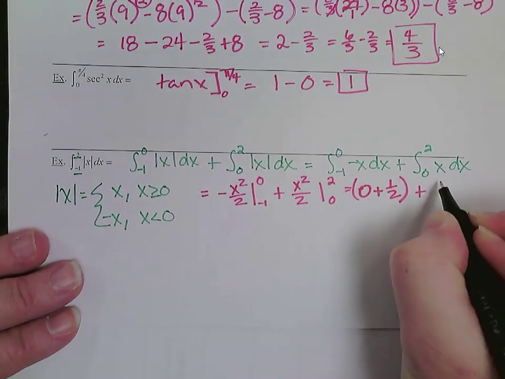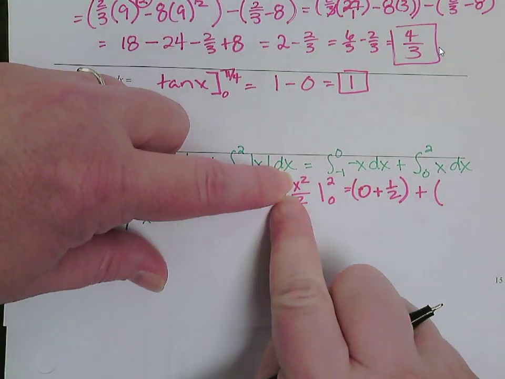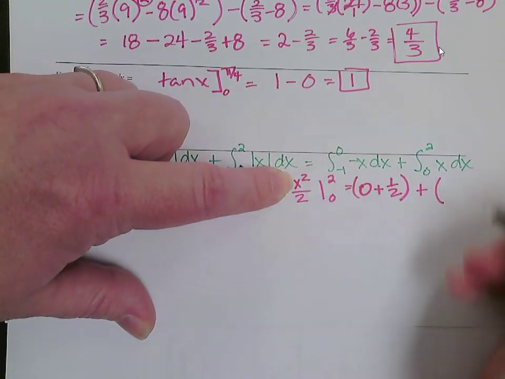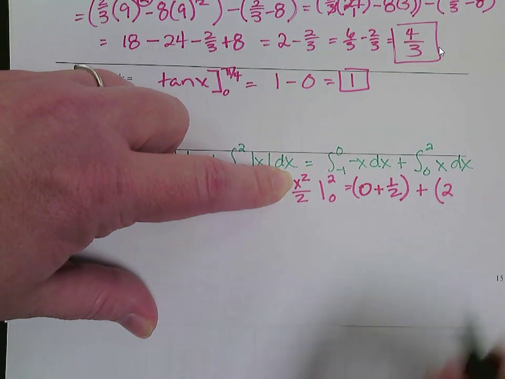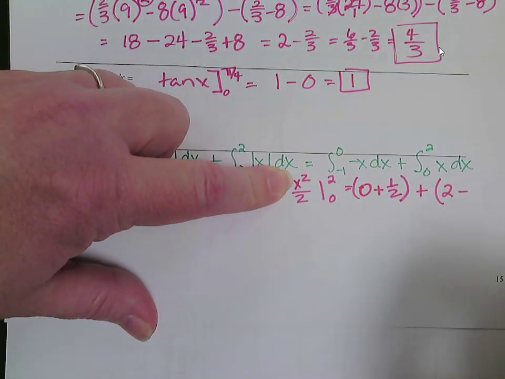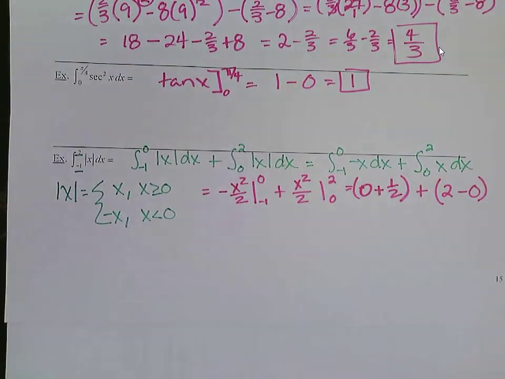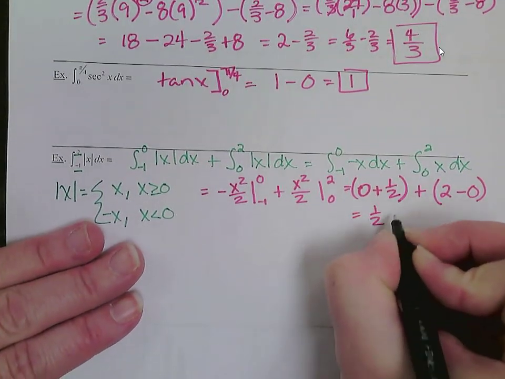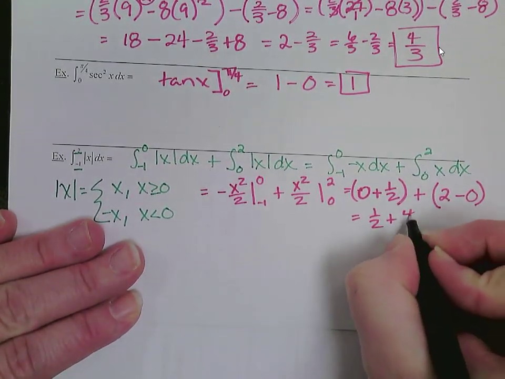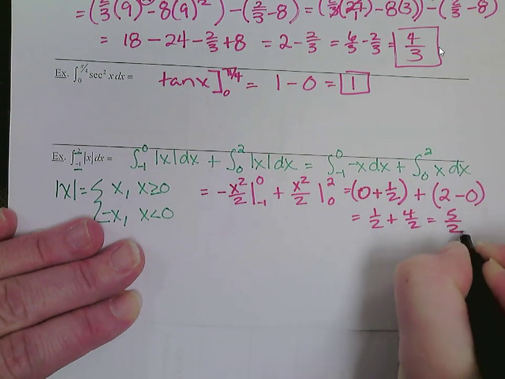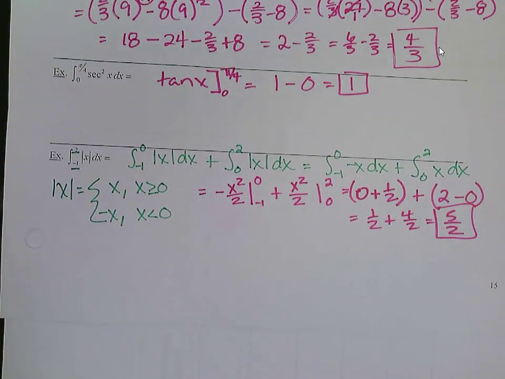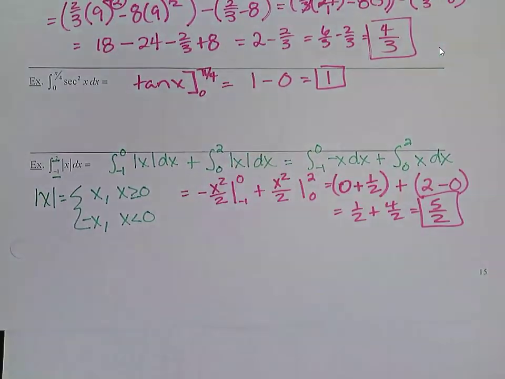Plus 2 squared over 2 is 4 over 2, 2. Minus 0 squared over 2 is 0. So I have 1/2 plus 2, 4/2 gives me 5/2. The antiderivative of x.